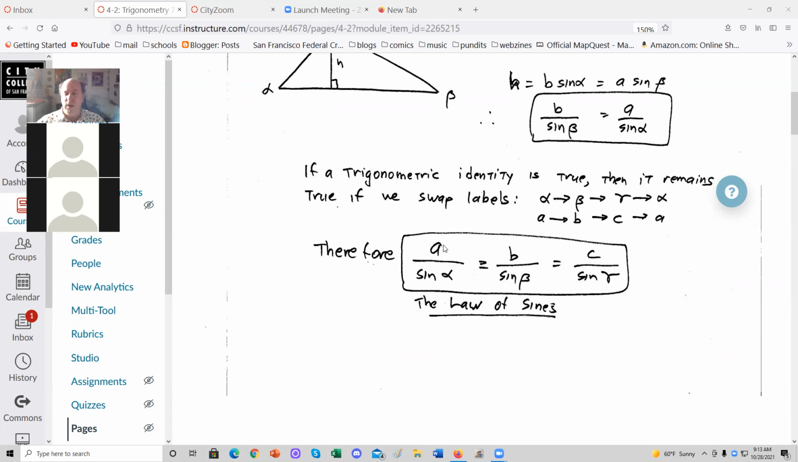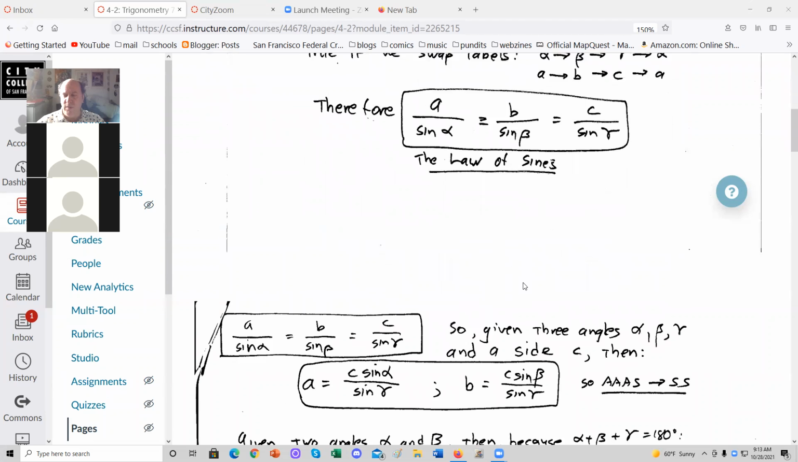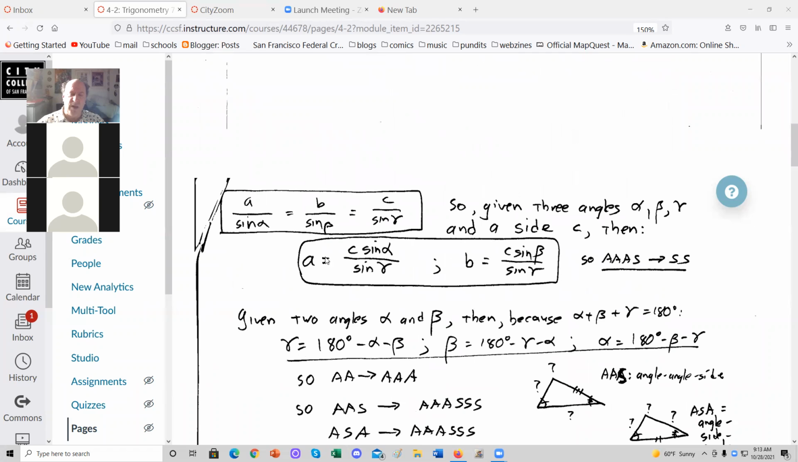So in general, A over sine alpha equals B over sine beta equals C over sine gamma, side over sine of the opposite angle. They're all equal. That's the law of sines. Now, from this, we can derive various identities. For example, you can solve for A. Transpose, it would be C sine alpha over sine gamma. Or transpose sine beta and get B equals C sine beta over sine gamma.